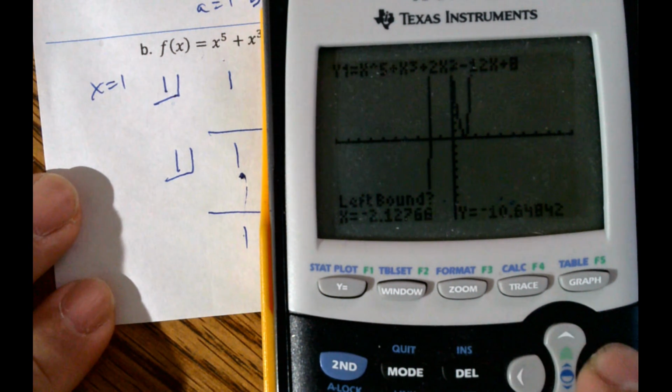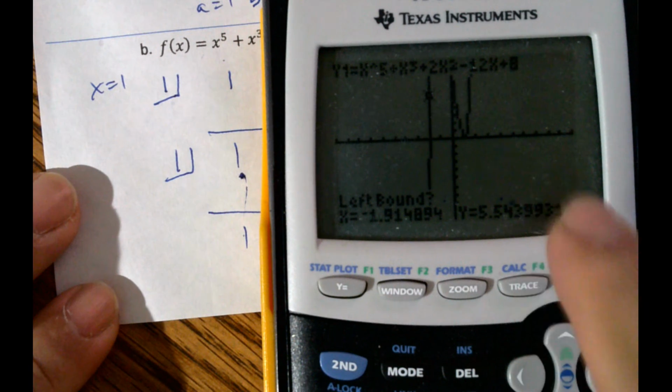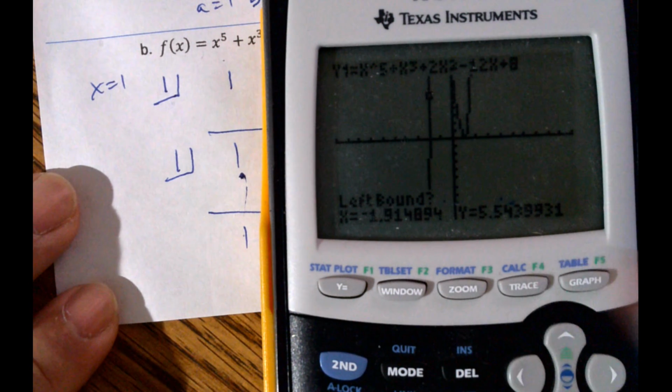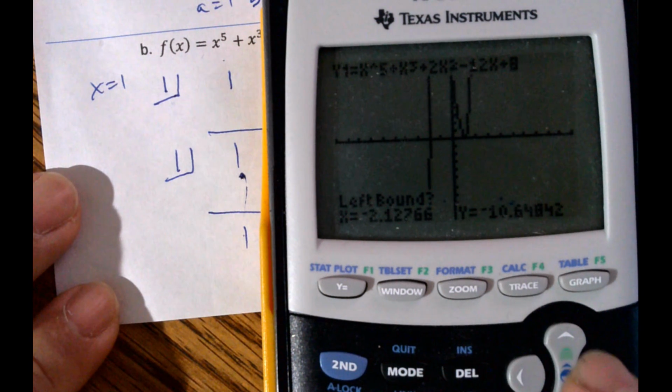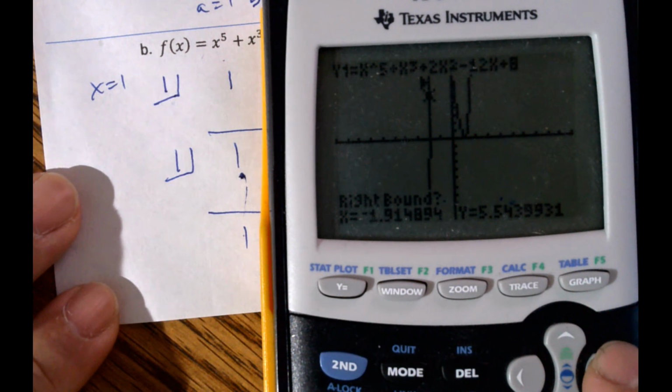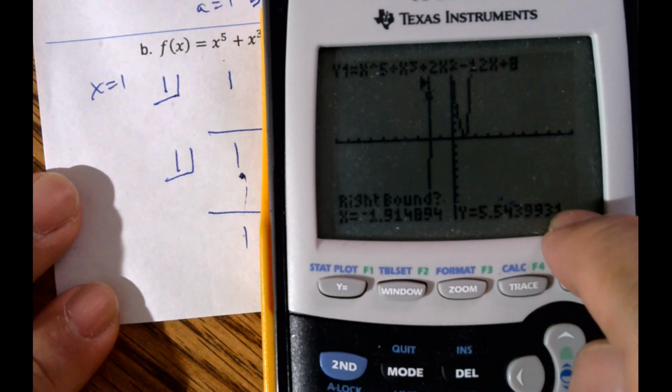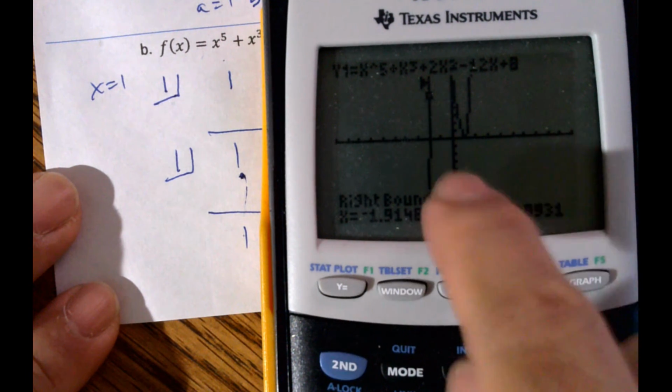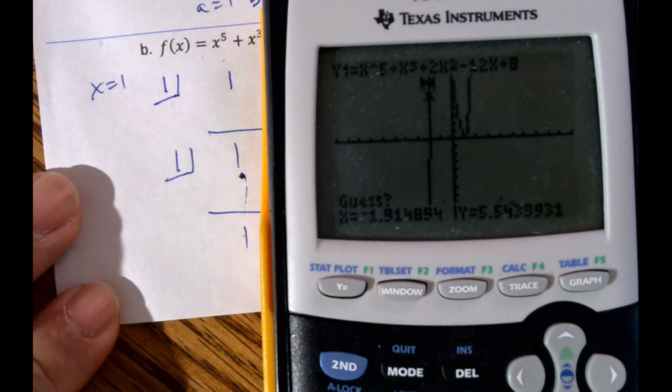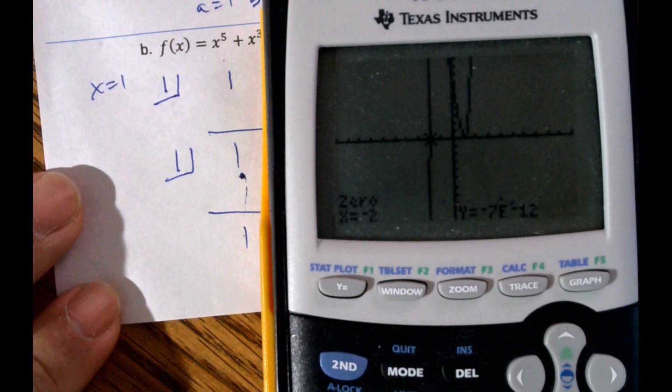I want you to notice something. Up here, the y value is 5.5. Now moving it to the left, it jumped to -10. So I know I went in the right direction. Okay? Press enter. Now I'm going to the right. Now it's positive. That's the biggest thing you want. You want the signs to change when you're doing this left and right bound stuff. Press enter. Press enter. That's a value of -2.